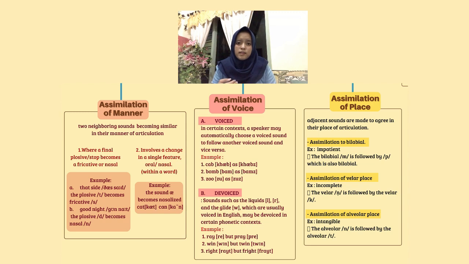Sounds such as the liquids L, R, and the glide W, which are usually voiced in English, may be devoiced in certain phonetic contexts. Those contexts occur when the liquids or glide follow a voiceless stop or fricative in the same syllable. A P added to lay is pronounced as play. The examples are ray but pray, win but twin, and right but fright.